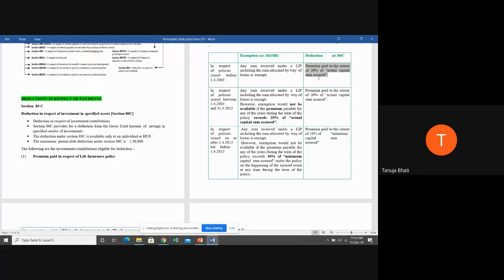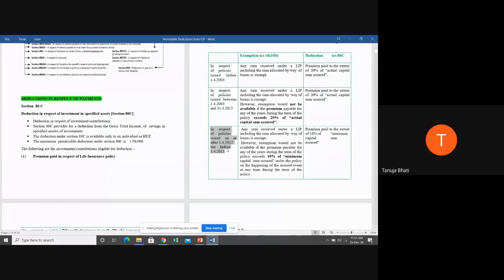Sum assured is the amount for which he is going to be taking a life insurance policy. So deduction is subject to only 20% of sum assured if the policy is taken before 2003. If the policy is taken between 2003 to 2012, then the maximum deduction is again 20%. Premium paid to the extent of 20% of sum assured will be allowed as a deduction.